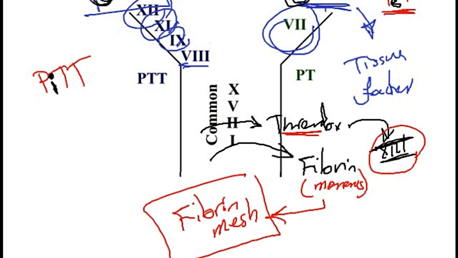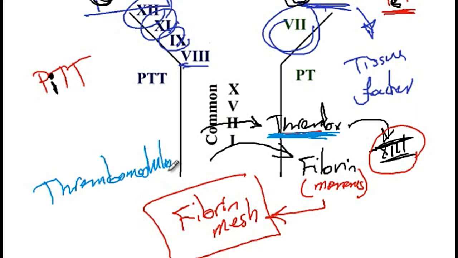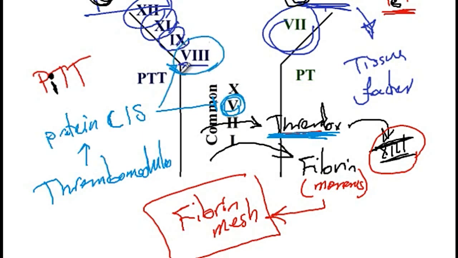Now, just like many other pathways that are present in our body, this pathway also has a negative feedback, and the way it works is that thrombin will bind to the thrombomodulin, which is present on the endothelial surfaces, and then the thrombomodulin will activate protein C, which via its cofactor protein S would be able to block the function of factor 5 and factor 8.